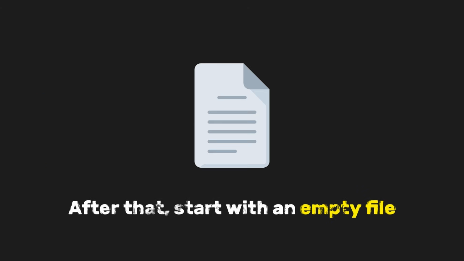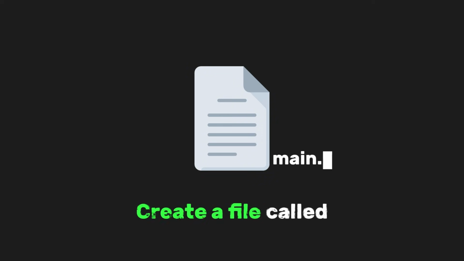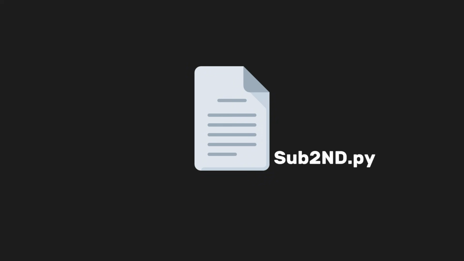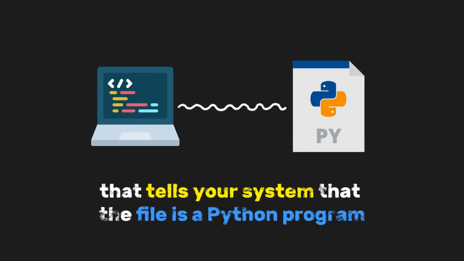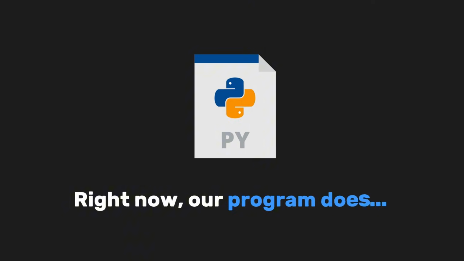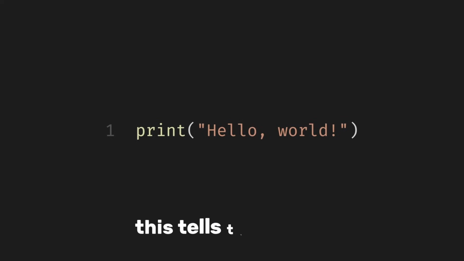After that, start with an empty file. Create a file called main.py, or any name you want. It just needs to end with the .py extension, because that tells your system that the file is a Python program. Right now, our program does nothing. So let's add the most common first line ever written. Print hello world. This tells the computer, show the text hello world.